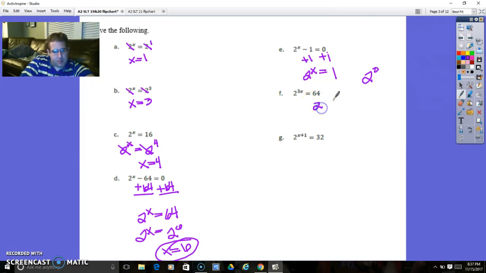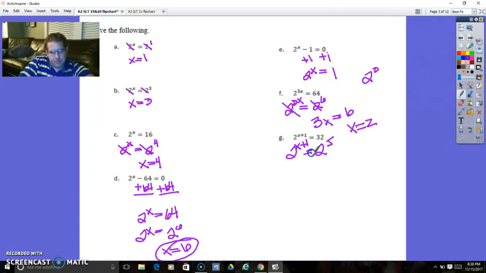For this one, 64 is 2 to the 2, 4, 8, 16, 32, 64, like we said, so that's 6th power. 2 to the 3x. Now we cross off the 2's and we get an equation: 3x equals 6, which means x must be 2 once I divide both sides by 3. 32 is the same as 2 to the 5th power, and this is 2 to the x plus 1. Cross off the bases. We have x plus 1 equals 5, which means subtract 1, so x must be 4.